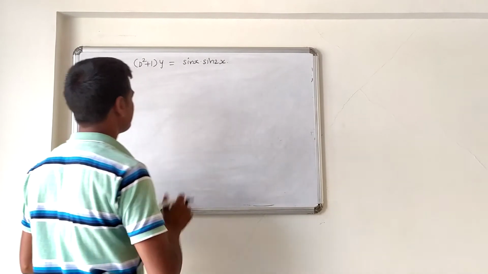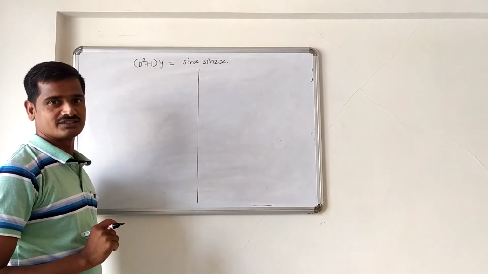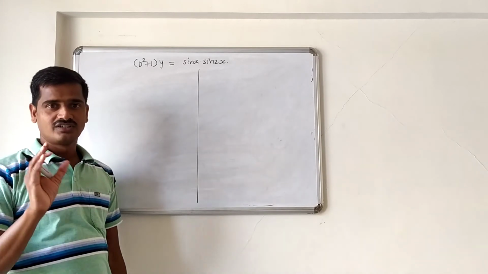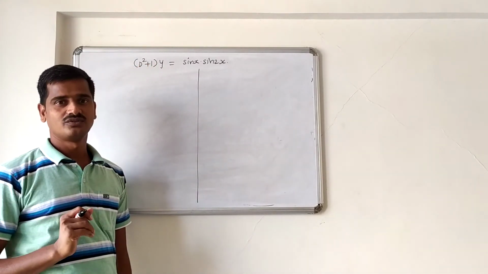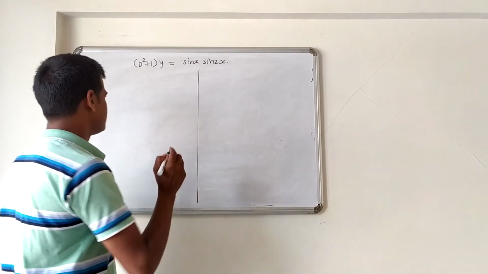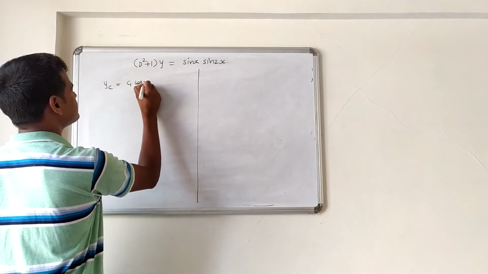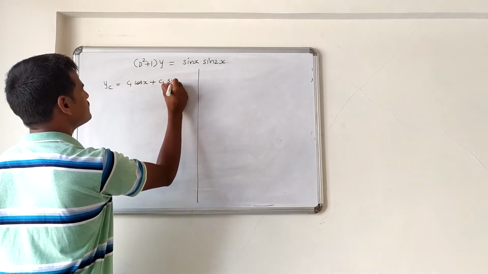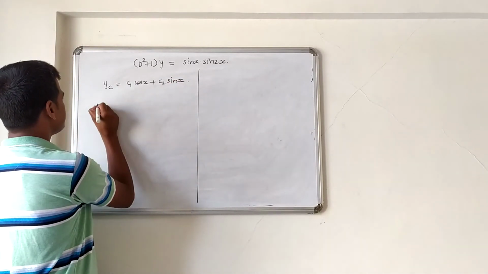Okay, so what is our first step? Our first step is to find the complementary function. So what is the auxiliary equation? It is m square plus 1 is equal to 0. So roots are plus minus i. So the complementary function is, I straight away write, c1 cos x plus c2 sin x. Okay. Now the second step is the particular integral.